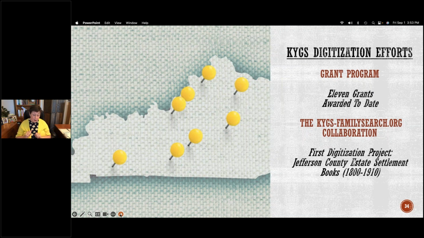Recently, because of the collaboration, a phenomenal collection was digitized and made available online free of charge at FamilySearch.org, the Jefferson County Estate Inventory Books, over 50,000 pages. And I'm going to discuss them in session 3 to demonstrate how to search certain types of records on FamilySearch.